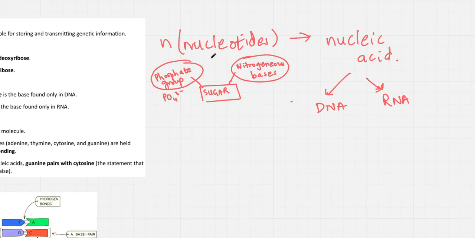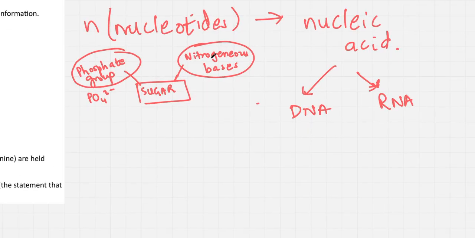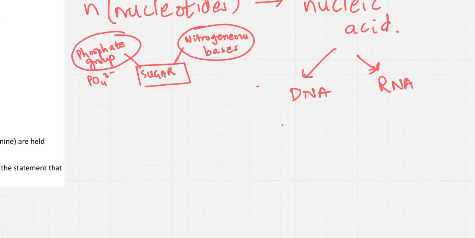Now we'll talk about how exactly DNA is different from RNA. First of all, the shape. DNA is a double-stranded structure, and RNA is a single-stranded structure. Now, let's talk one by one about all three components. The phosphate group is common in both of them; both have the same type of phosphate group.